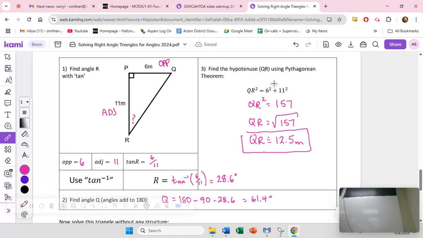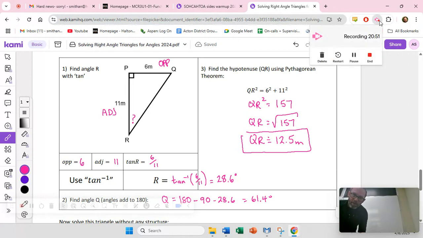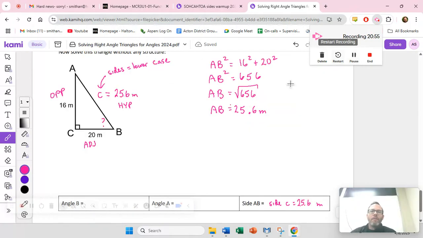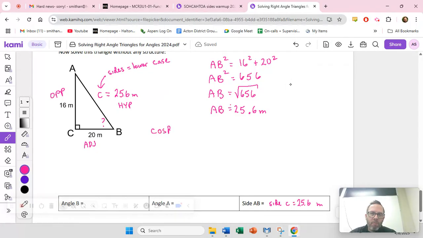I'll pass around some practice while you guys do the last one. Very similar situation. You have a triangle with two sides. I'm going to let you guys decide what to start with first and finish it off. I will come along for the ride later, but I'm going to actually pause the video here and just let you guys work. I'll use the cosine of B. 20 over 25.6.